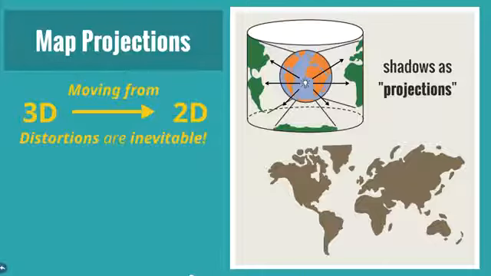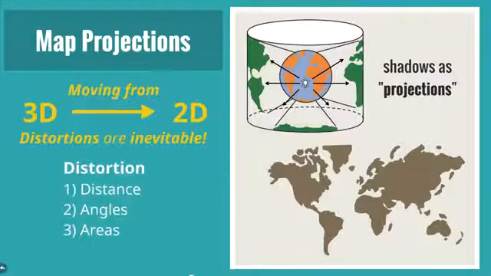One thing to keep in mind when we work with map projections, or when we move from the three-dimensional globe to two dimensions, is that distortions will be inevitable. And these distortions occur in terms of distance, angular measures, as well as areas. Again, a subsequent screencast will cover projections in a little bit more detail, but it is important to put them on your radar.